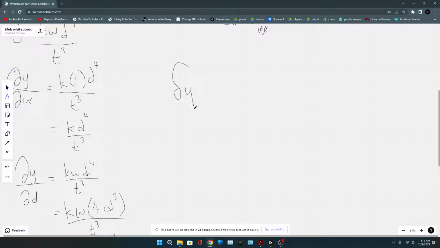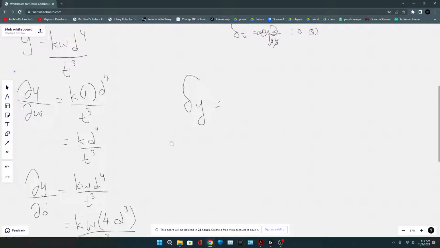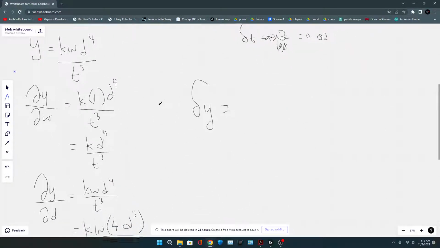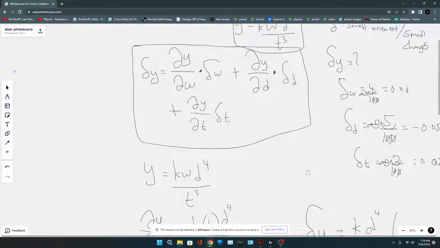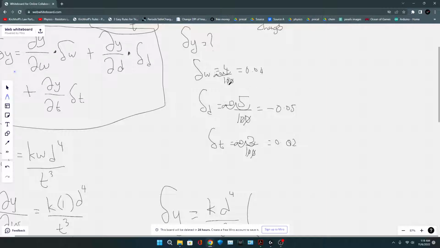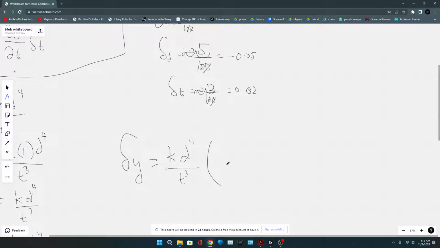The small increment of Y is equivalent to delta Y over delta W, which is KD⁴ over T cubed, and then we multiply it with the small increment of W. The small increment of W is 0.04, or we can press the calculator and convert to a fraction, which becomes 1 over 25.